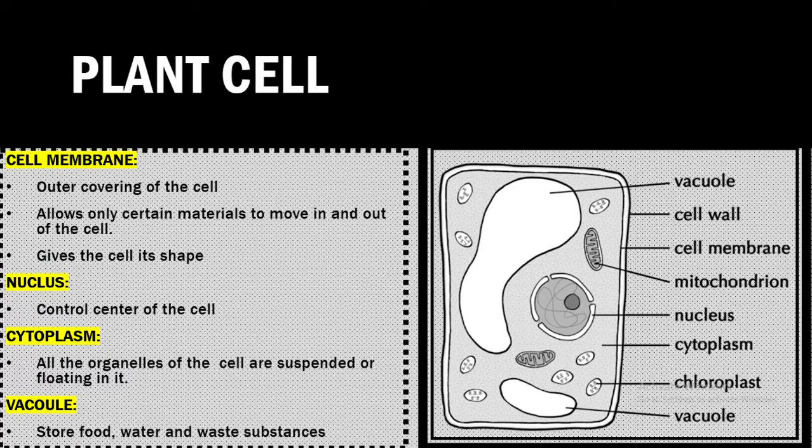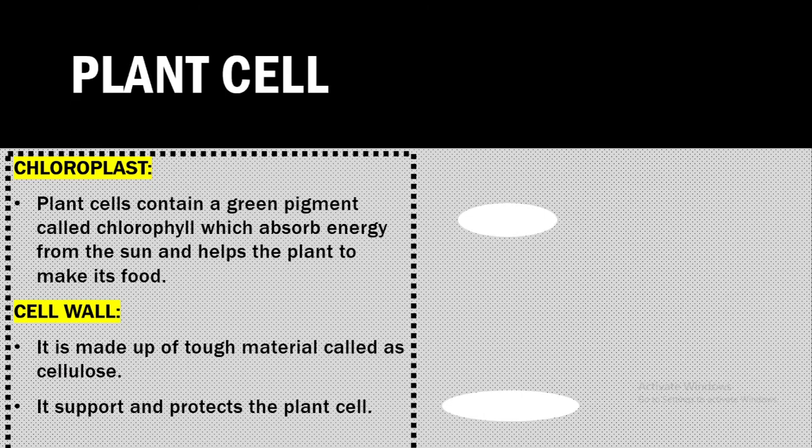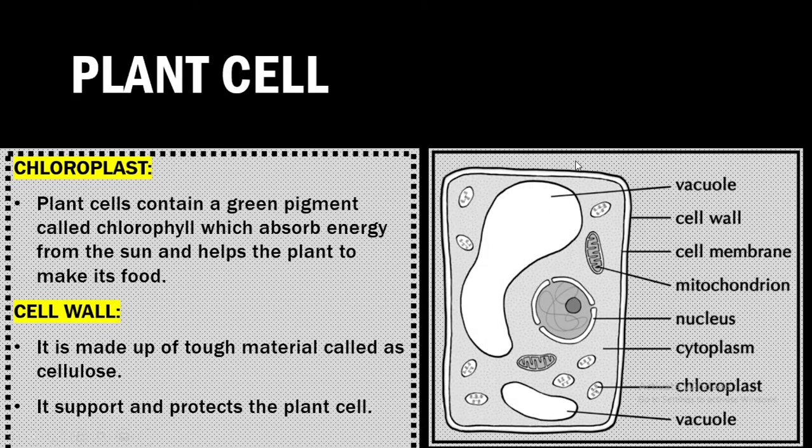Here are some more important structures present in the plant cell, and these are, yes, you can see that these are chloroplasts. What is this? Yeah, this is chloroplast. And what is the function of the chloroplast? The plant cell contains a green pigment called chlorophyll, which absorbs energy from the sun and helps the plant to make its food.